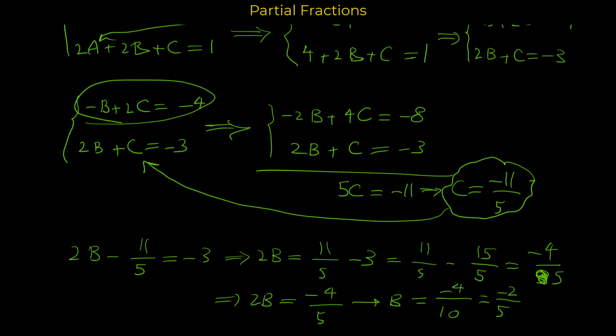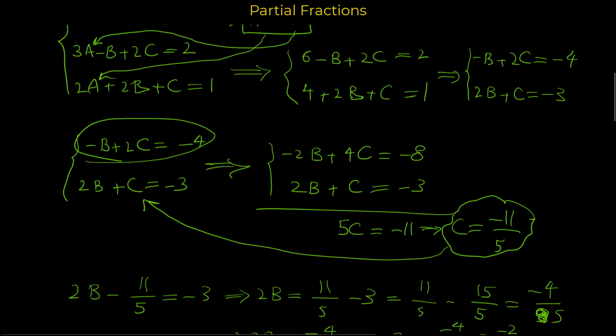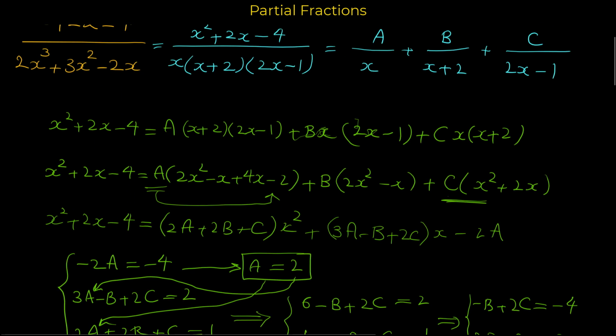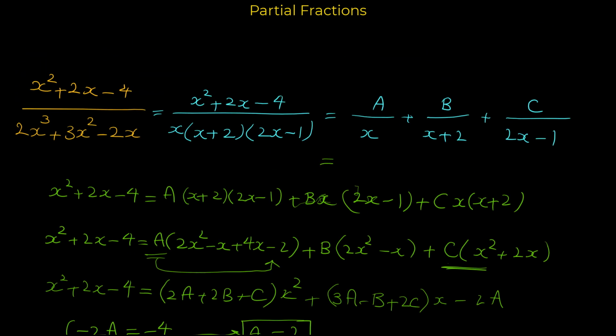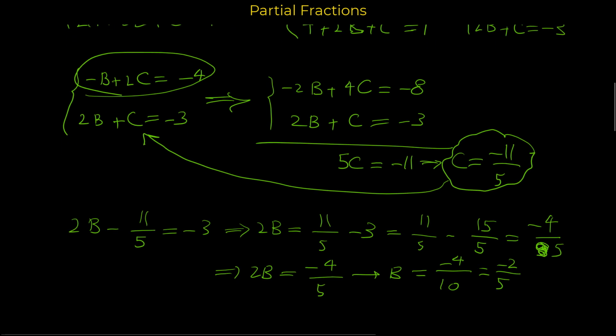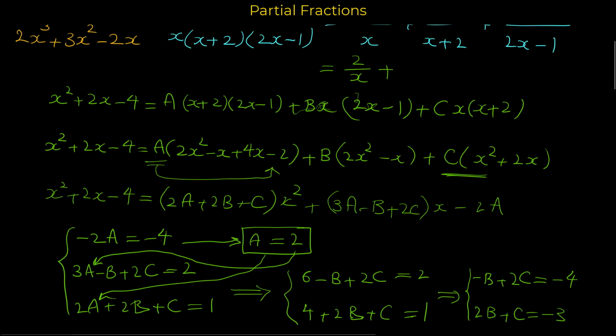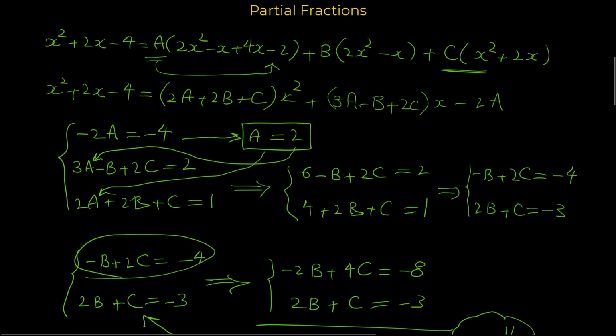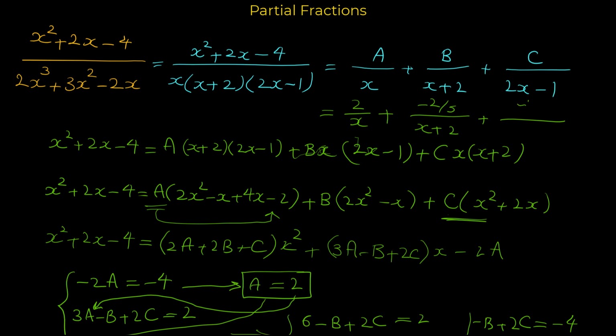So we know the value of a, value of b, and value of c, and we can put those values here. A is 2, so we have 2 over x. B is negative 2 over 5, so plus negative 2 over 5 all over x plus 2, and finally c was negative 11 over 5, so negative 11 over 5 all over 2x minus 1.